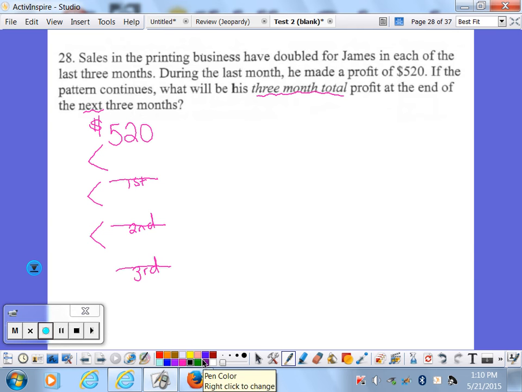Okay? Remember, every time you read a question, please don't stop when you're done with your work. Reread it and make sure you're answering the question that is being asked. So once you find your next 3 months using the pattern that was up here, the question is asking for his 3-month total profit. So here are his 3 months.